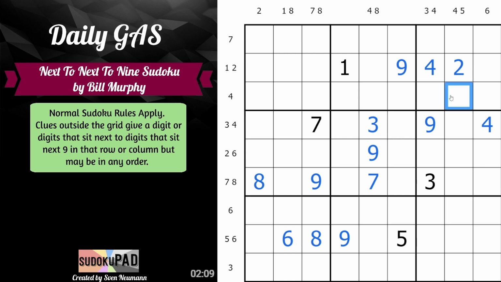Oh, wait, but 9 can go here. No, it can't, because neither of these can be 4. If 9 went here, this can't be 4, and this can't be 4, so that would break. So, yes, this has to be 9. This is 5. This is 4. By the same logic with the 8, this is 9. This is 1. This is 8.